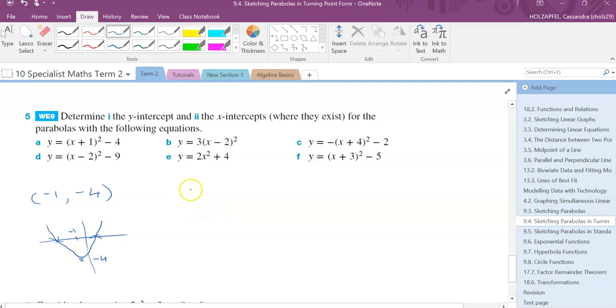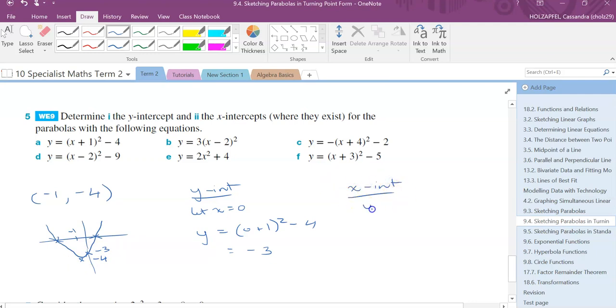So just as a refresher, when we're looking for the y-intercept, we're going to let x equal 0. So y is going to be equal to 0 plus 1 squared minus 4. 1 squared is 1. 1 minus 4 is going to be negative 3. So this y-intercept here is going to be at negative 3. That seems reasonable to me because the turning point is down here at negative 4. All right, so let's find the x-intercept.